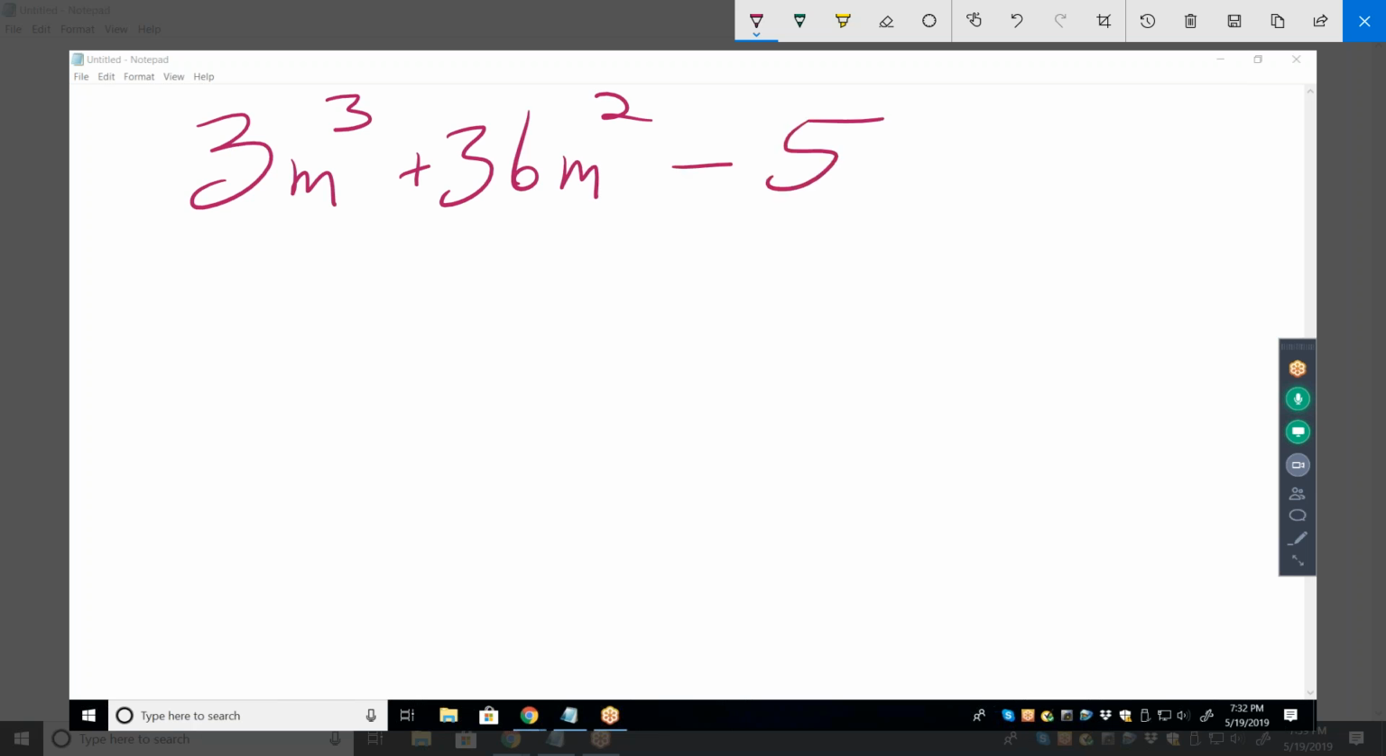Next one is we're factoring by grouping. Okay. So 30m cubed plus 36m squared minus 5m minus 6.